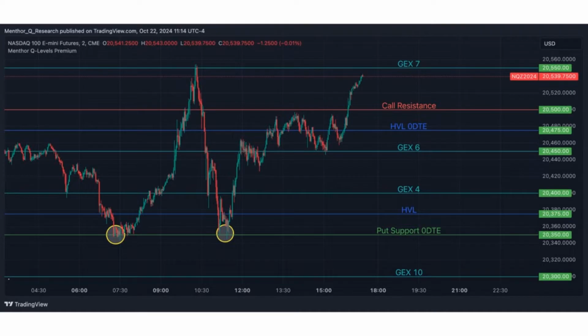Here we have an example from yesterday, I think it was on NQ, where the price reaches the put support 0 DTs a couple of times, and as we can see, basically it doesn't break through that level, and then we see a change in trend and a massive upside on a couple of occasions there.